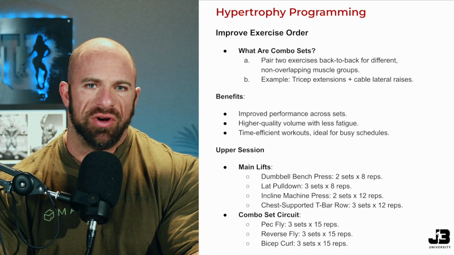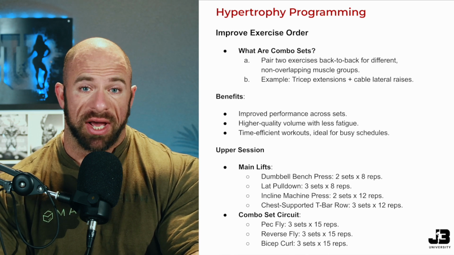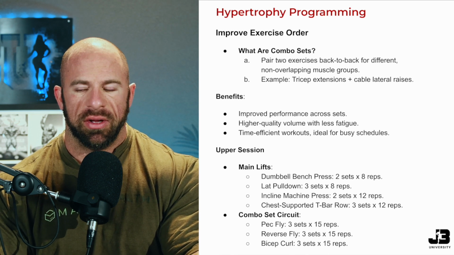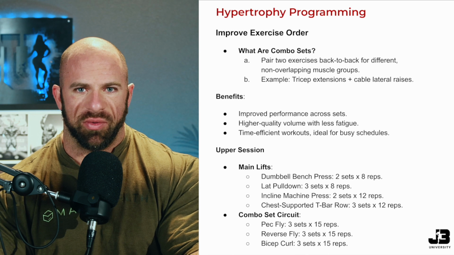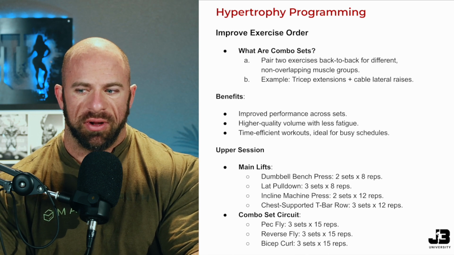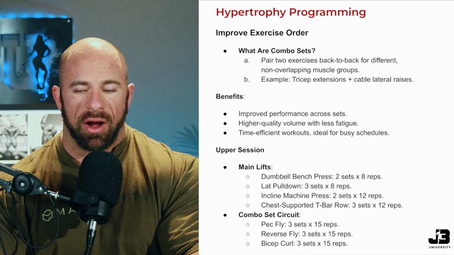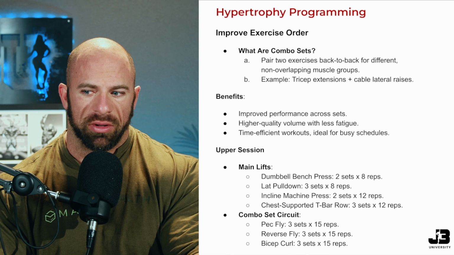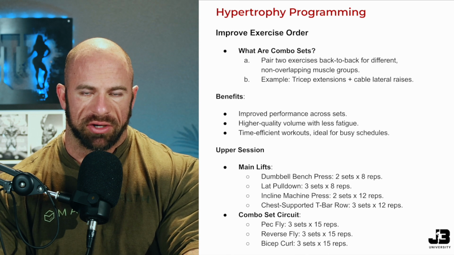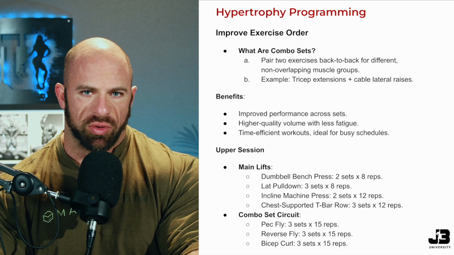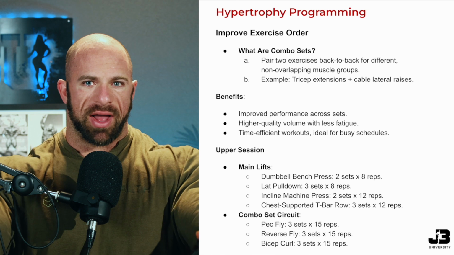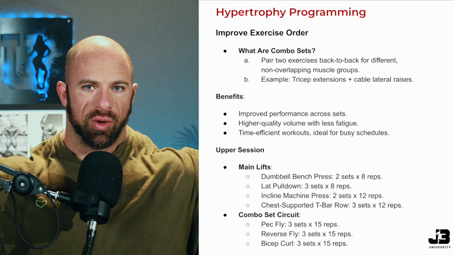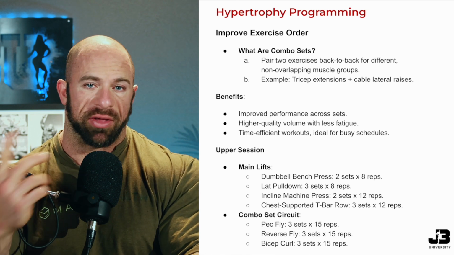Now, after your main movements, you could do combo sets. You can even set this up as a circuit. So I like doing this even with 3 different exercises, where you could have a pec fly, a reverse fly, and a bicep curl. All these exercises have no interference between one another. So you could do a pec fly, you could do a curl, then you could do a reverse fly, and just keep running through that circuit.